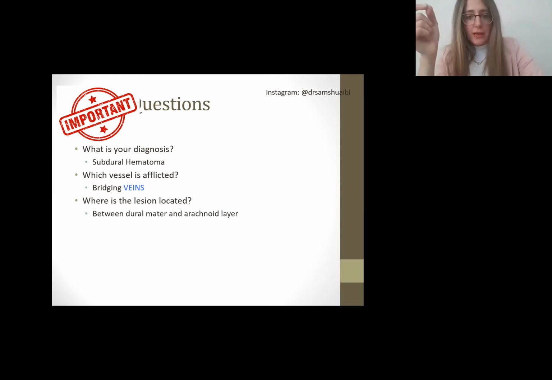Now, if the examiner is having a bad day and puts those not so nice questions, they will ask you, where is the lesion located? Very important, guys. Take a picture of this one. Where is the lesion located? Between the dura mater and the arachnoid layer.